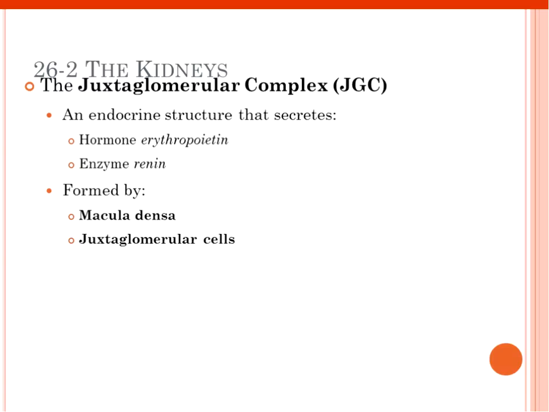So the juxtaglomerular complex is an endocrine structure that's going to secrete two different hormones. It's going to secrete erythropoietin, which we're very familiar with, the job of erythropoietin is to make red blood cells, and it's going to secrete the hormone renin. And renin's job is to help with regulating blood volume and therefore regulating blood pressure. And it's formed by what we call the macula densa cells and the juxtaglomerular cells.